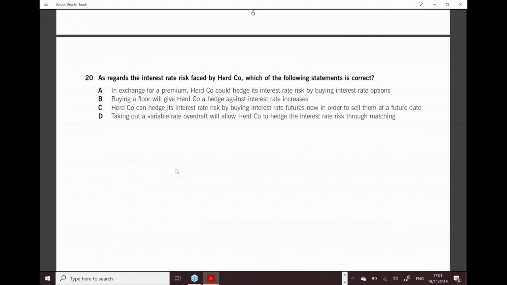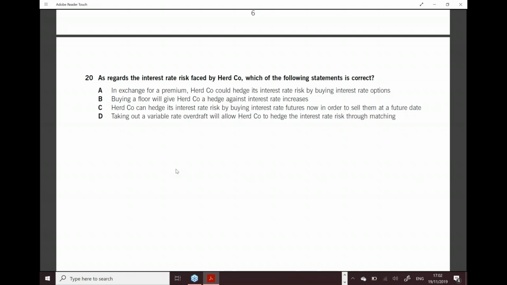As regards the interest rate risk faced by Herd, which of the following statements is correct? In exchange for a premium, Herd could hedge the interest rate by buying interest rate options. Yes, you can. Buying a floor will help Herd hedge against interest rate increases. Actually, you will not buy a floor there. You should be buying a cap. The cap prevents interest rates moving up, and a floor prevents interest rates falling.